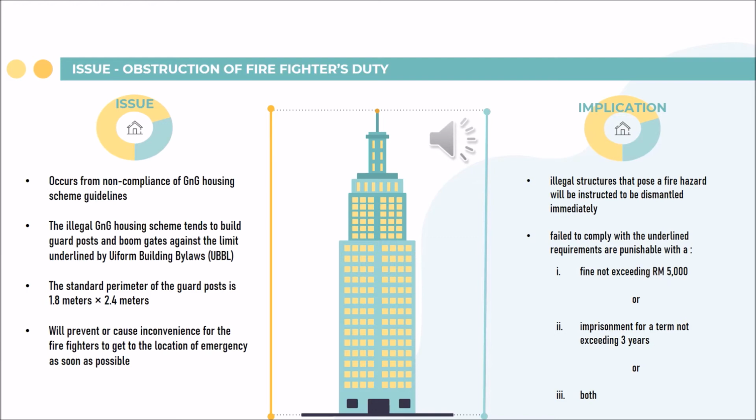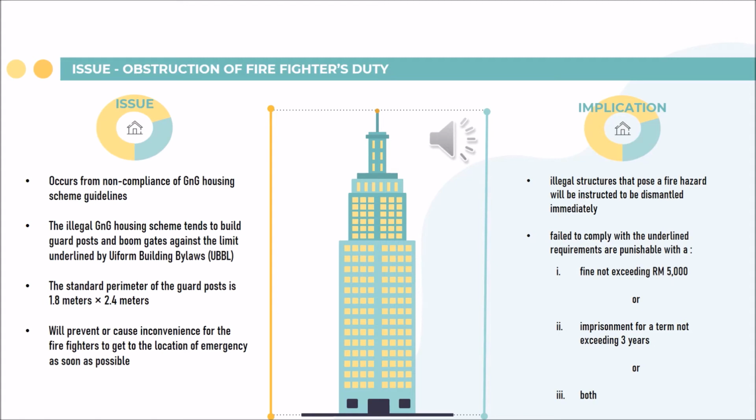The standard perimeter of the guard posts that are supposed to be built is 1.8 meters by 2.4 meters. Due to not following the guidelines, it will prevent or cause inconvenience for the firefighters to get to the location of emergency as soon as possible.